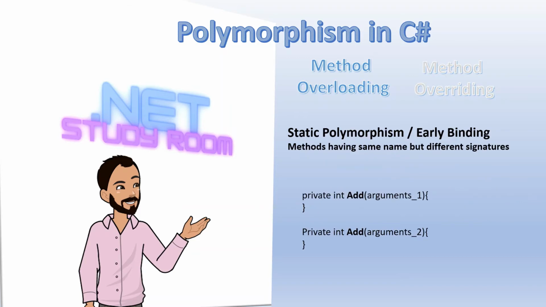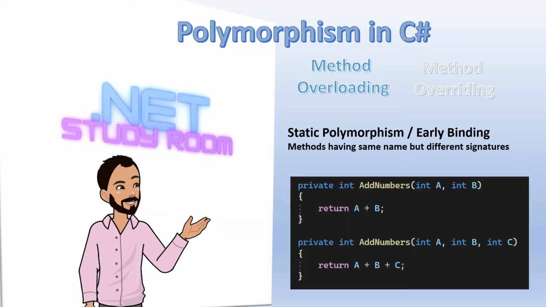For example, we can define a method with name, add. And then we can define another method with the same name, add. Both methods have the same name, but different signatures. Suppose the first method takes 2 arguments and adds 2 numbers. The second method takes 3 arguments and adds 3 numbers.